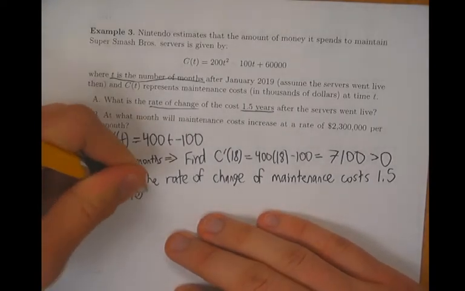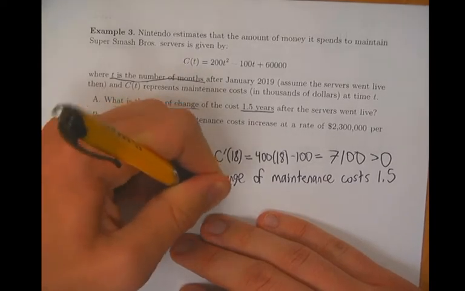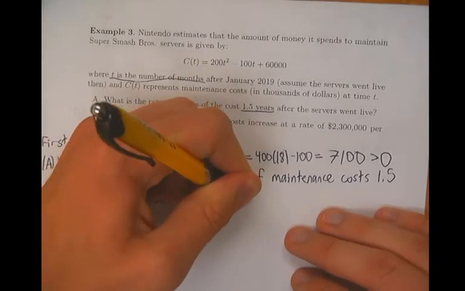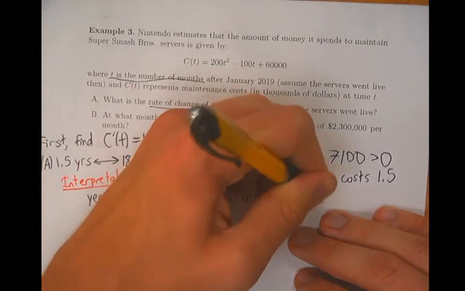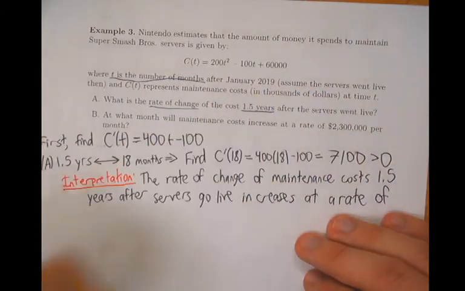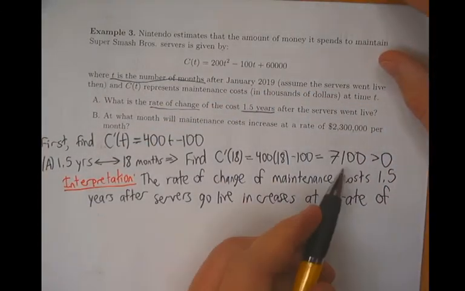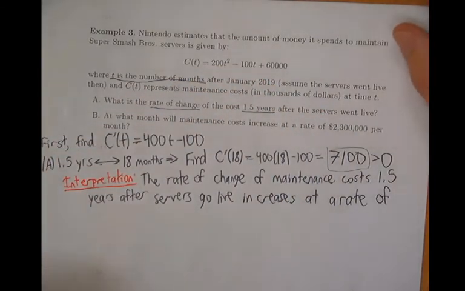1.5 years after servers go live increases at a rate of what? So in this case, since we have 7100 as our derivative value, what should that tell us about the quantity as well as the units? So it increases at a rate of what?